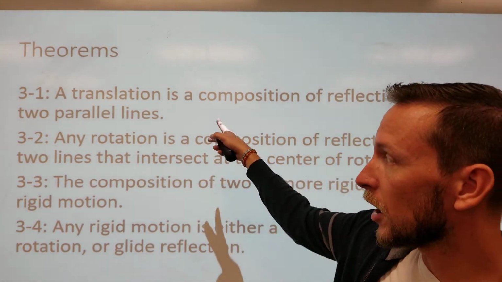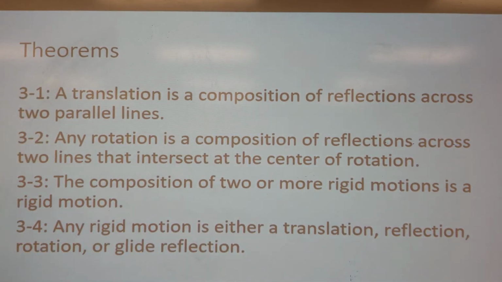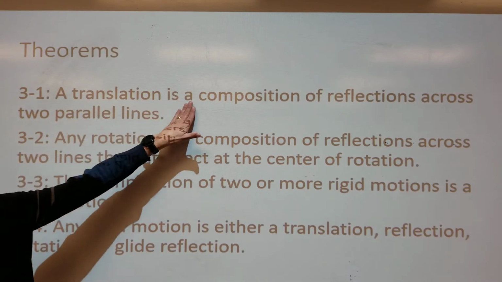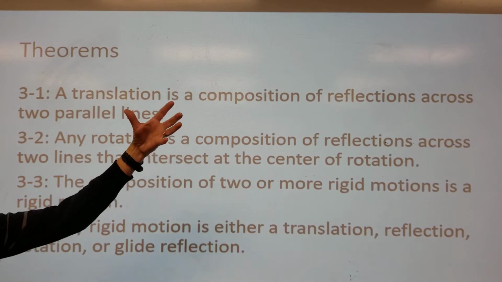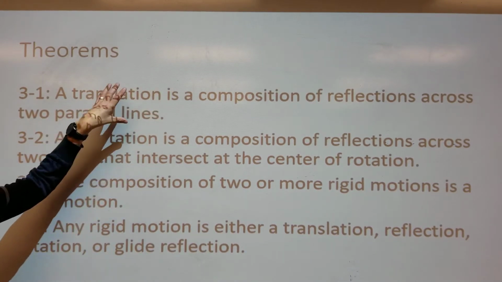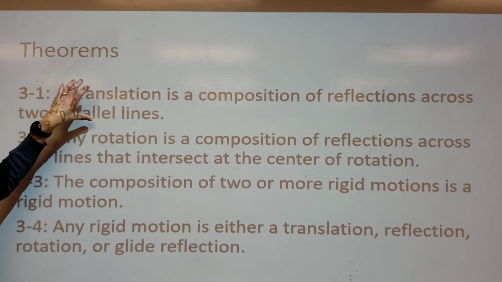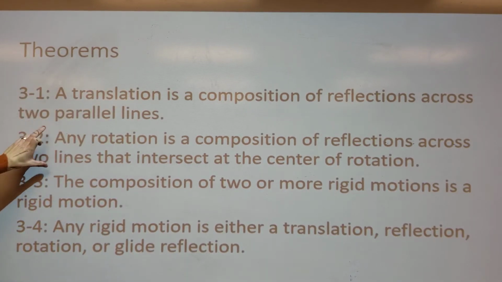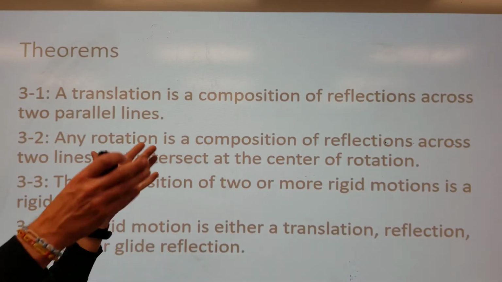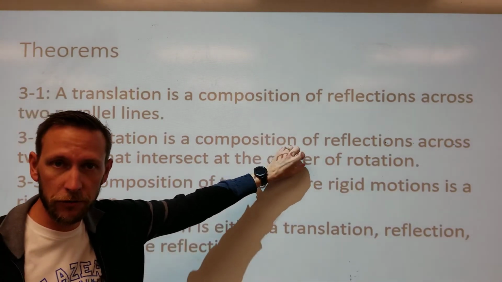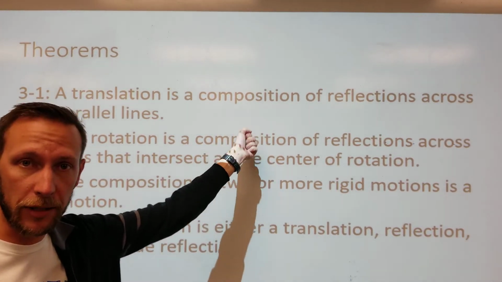So with that, here are 4 theorems that address the content of these 4 units. First of all, a translation is a composition of reflections across parallel lines. We understood that in our lesson 2 practice, and this is a key concept that I want to make sure you understand. Any rotation is a composition of reflections across 2 lines that intersect at our center of rotation, our point of rotation. That was basically our last example on the lesson 3 notes.